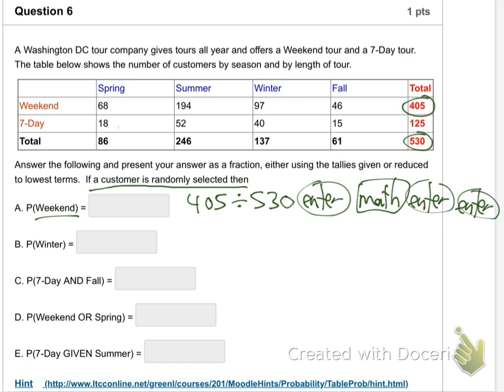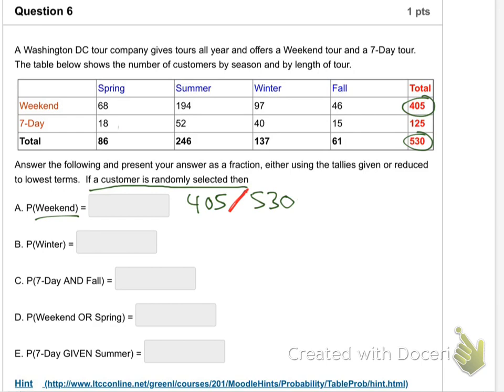But it says your answer as a fraction. It's pretty user friendly. It'll let you literally just type in 405 divided by 530. You don't even have to simplify it. That's what they're saying here when they say present your answer as a fraction, either using tallies given, meaning you don't have to reduce it. You can just use the same tallies that are there.